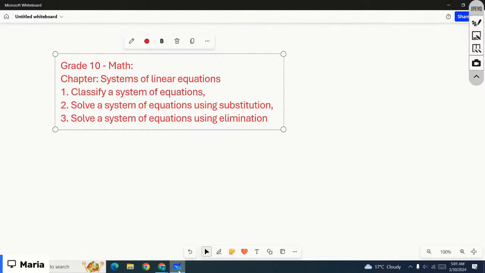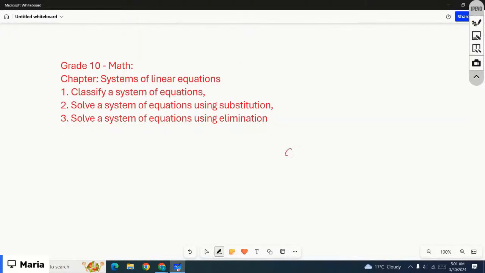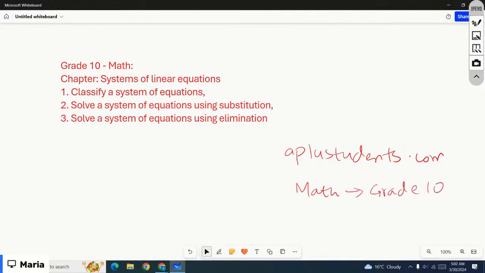We are here for grade 10 math. You can find all the lessons on aplusstudents.com. You have to log in there using your email address, and the password is provided by the administrator. Then you have to select math from the subject tab. Scroll down to grade 10 and then click on view all lessons.